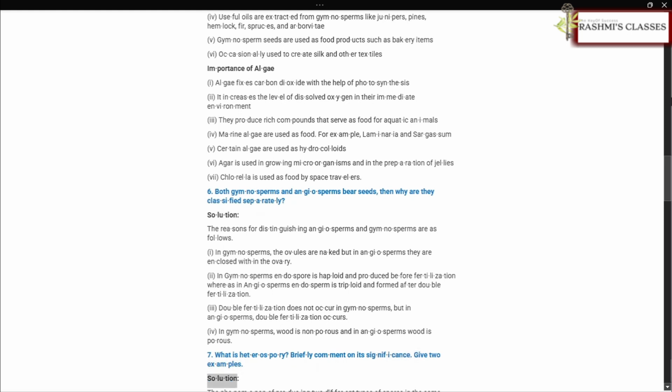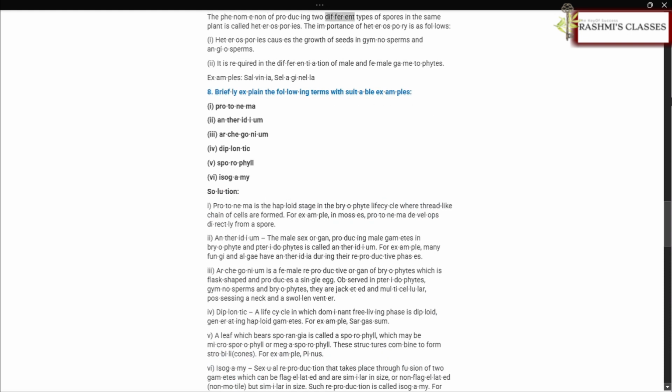Solution. The phenomenon of producing 2 different types of spores in the same plant is called heterospory. The importance of heterospory is as follows. 1. Heterospory causes the growth of seeds in gymnosperms and angiosperms. 2. It is required in the differentiation of male and female gametophytes. Examples: Salvinia, Selaginella. 8. Briefly explain the following terms with suitable examples.